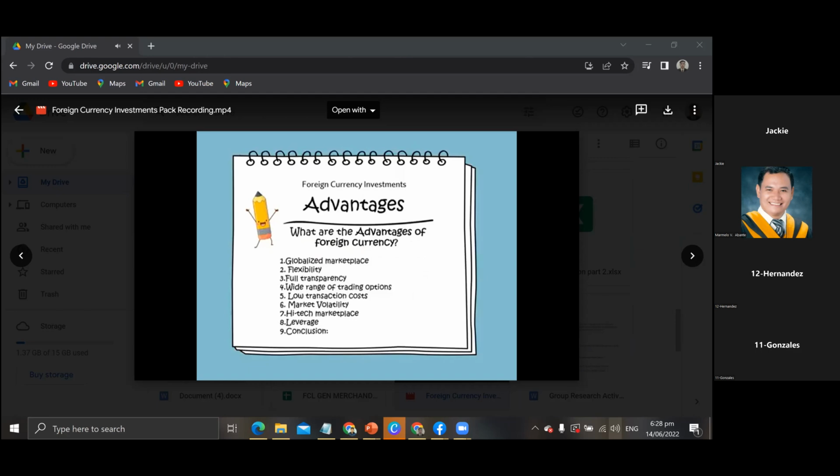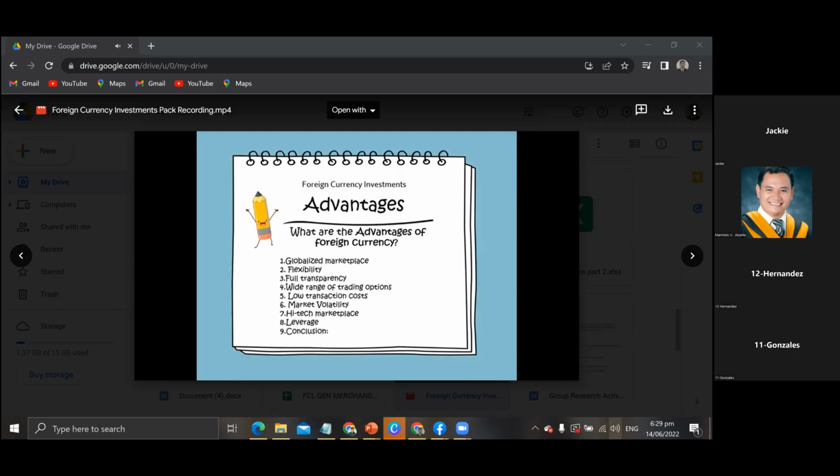What are the advantages of foreign currency? Number one, globalized marketplace. There are no geographical or localized constraints in the foreign exchange market. Investors are free to trade in currency pairs from across the globe. Number two, flexibility. Since there's neither any regulatory authority nor any cap on the money that can be traded daily, the foreign exchange market offers a lot of flexibility both to rookie investors as well as seasoned players in the market.